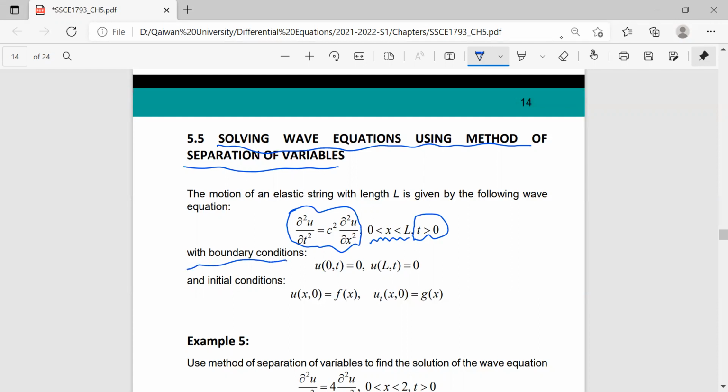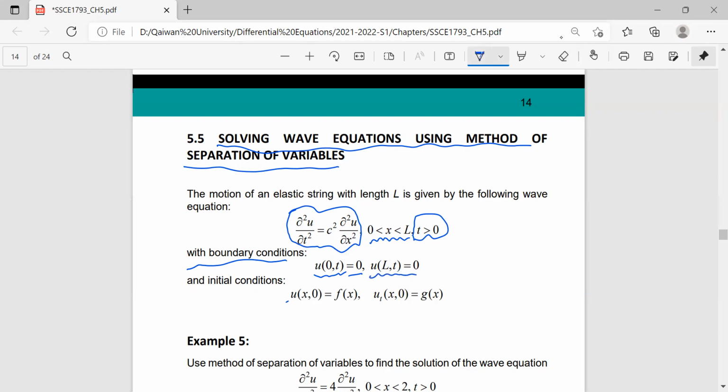Here, the boundary conditions are u of 0, t equals 0. Here, x is 0, so u of 0, t equals 0. And also u of L, t equals 0.